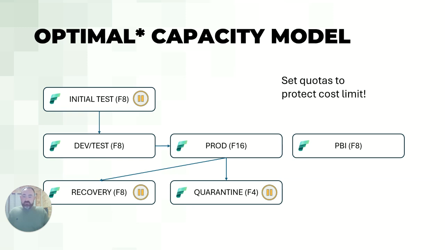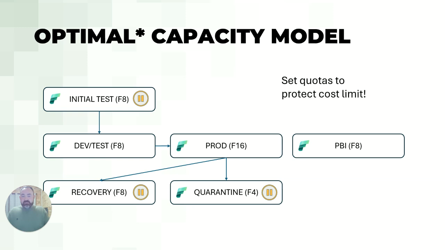From there, once we're confident, we're going to move it into a dev and test capacity. Here, obviously, we're going to be adding development items, and we're going to allow our users to test in this capacity as well. If this does have throttling, then it's not going to impact anything else going forward. Once we are confident that we've got everything in place, we then move to a production capacity, which has a larger SKU and gives everyone the ability to work comfortably.